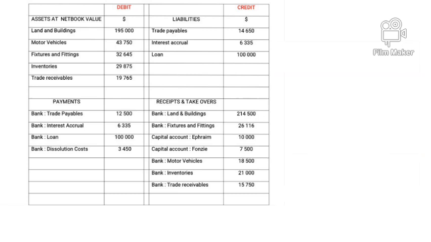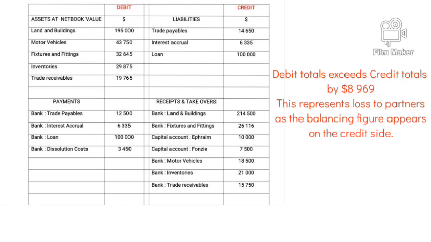So if I add on the debit side, I get a total of 443,320, right? And if I add on the credit side, I get a total of 434,351. So it is clear that the debit totals are exceeding the credit totals by the difference of 8,969. If the debit side is greater than the credit side, it means that the balancing figure is going to appear on the credit side. This is an indication of a loss.